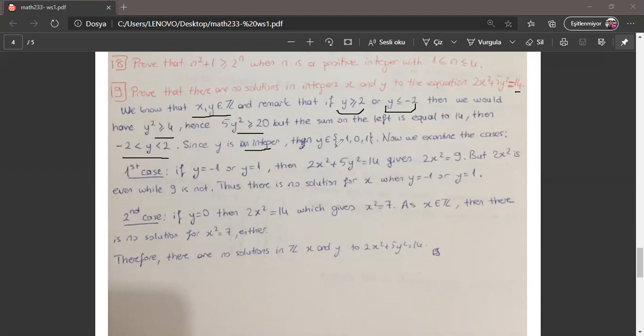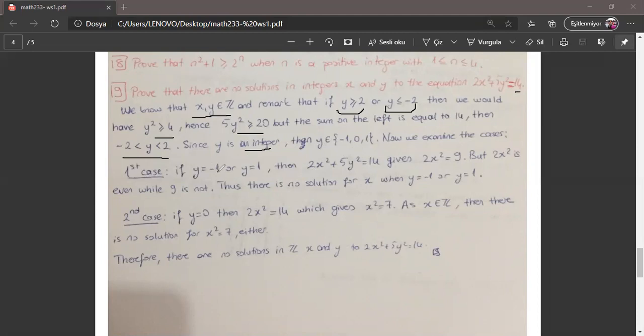Now, what happens if it takes these values? We will examine the cases, okay? So what are the cases? If y equals -1, if y equals 0, and if y equals 1. So we examine these cases. In the first case, I examined these 2 cases together because they give the same consequences.